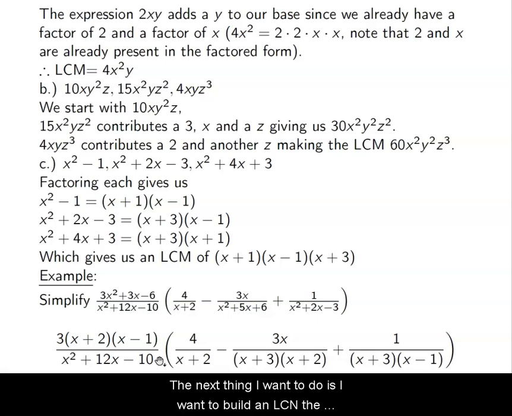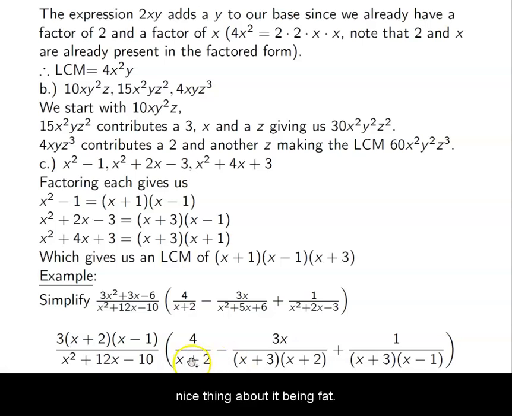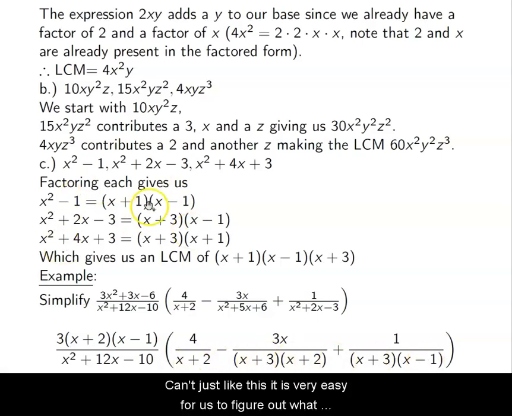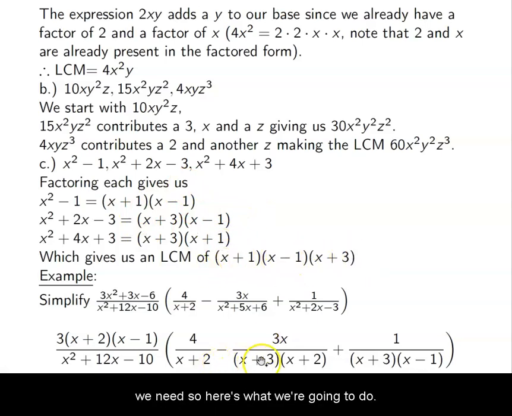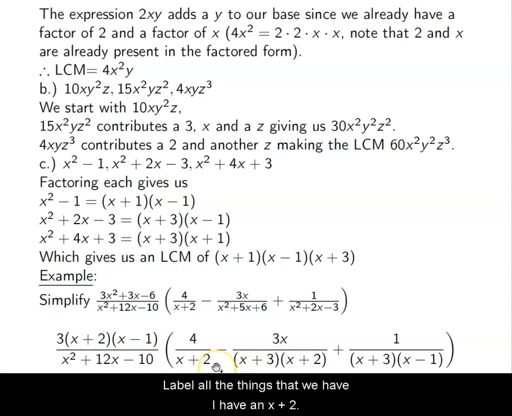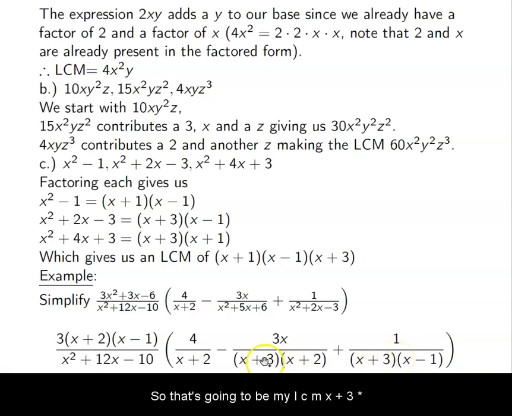The next thing I want to do is build an LCM. The nice thing about it being factored is that it's very easy for us to figure out what we need. So here, what we're going to do is label all the things that we have. I have an x plus 2, I have an x plus 3, and an x minus 1. Those are the only things that show up in the denominator here. So that's going to be my LCM: x plus 3 times x plus 2 times x minus 1.